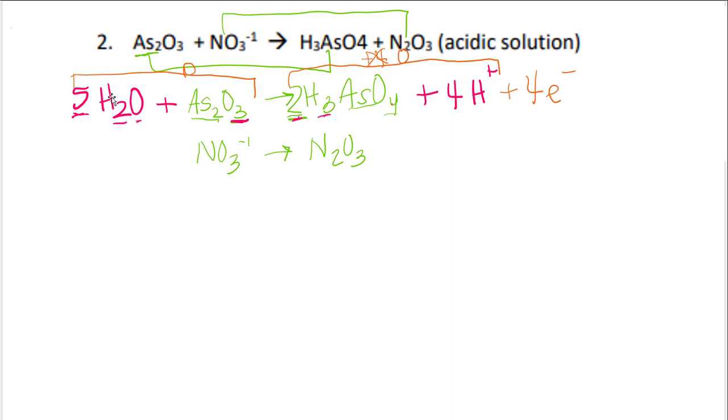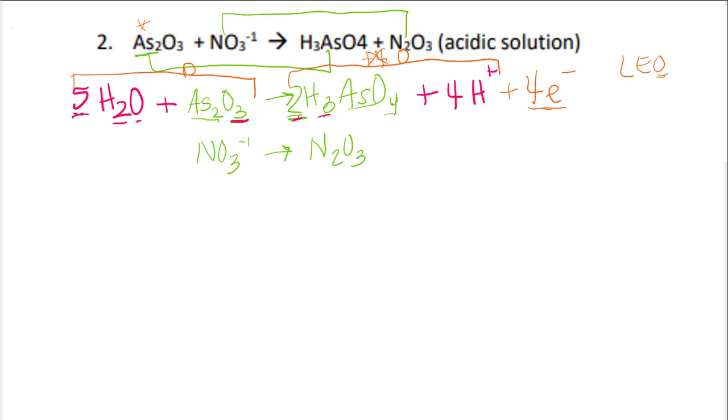Now both sides match. I could also then look at this and I can say, I've got my electrons in my product. That means I've lost electrons. This is my LEO. So I can say, my arsenic, my As, has been oxidized, whereas the As2O3 is my reducing agent. All right, let's look at the next one, my NO3 minus to N2O3.